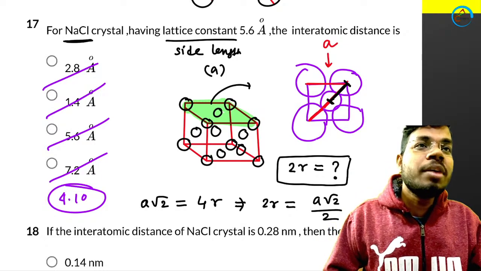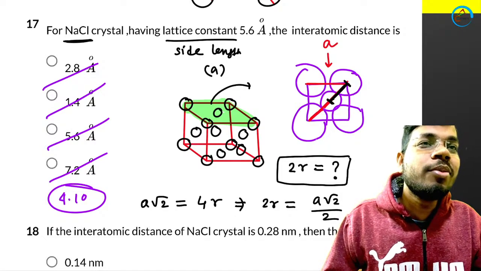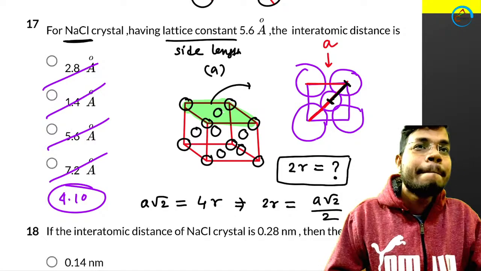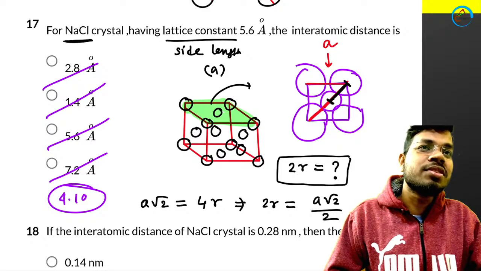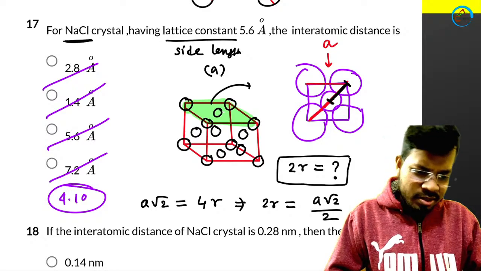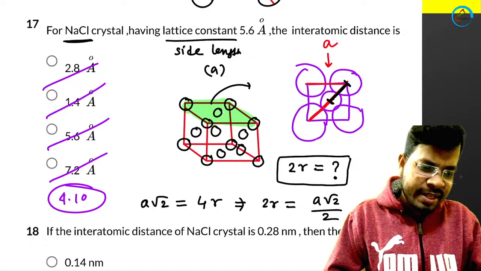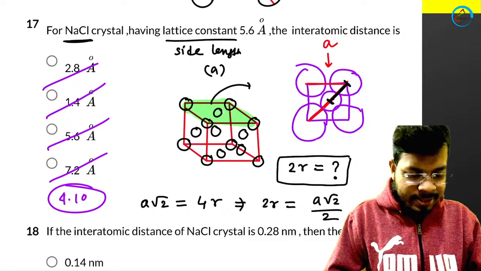Okay, you are getting 3 point. Okay, RC plus RA is equal to A by 2, only for NaCl-like structures. RC plus RA equals A by 2. RC by RA. Just one second, let me check one thing. The question is asking the interatomic distance.